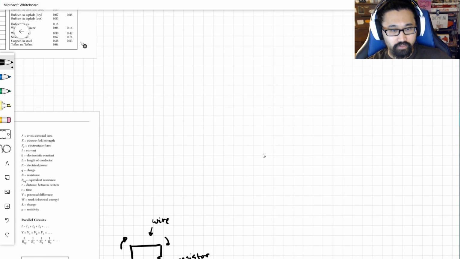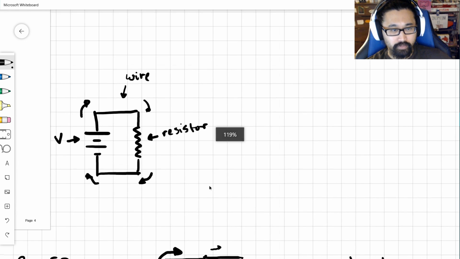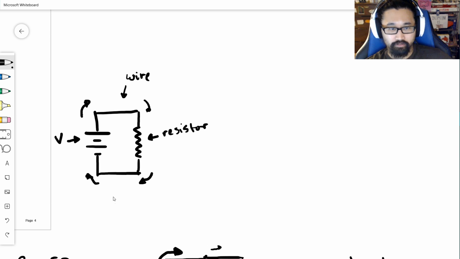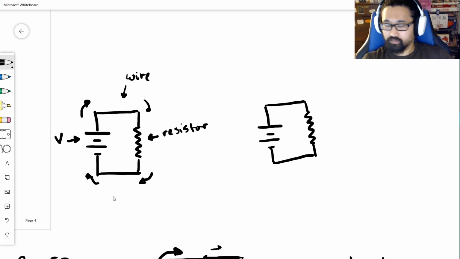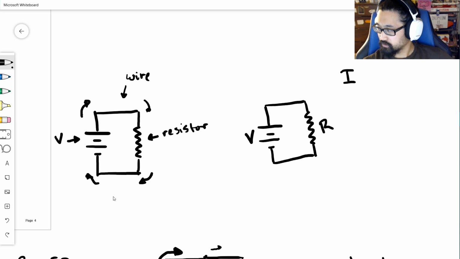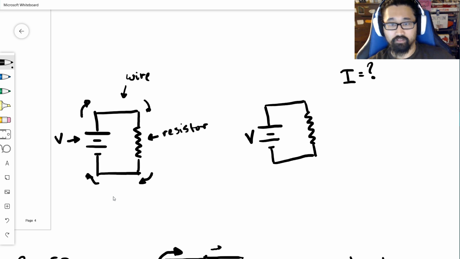Let me come back to my original, very simple circuit here. I'll copy it down again because I'm going to do something with it. What I'm going to do is say I want to know how fast our charge is going through this circuit. I would like to know what is I, but I want to do it without necessarily knowing how big this resistor is.